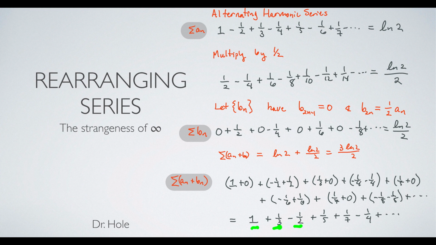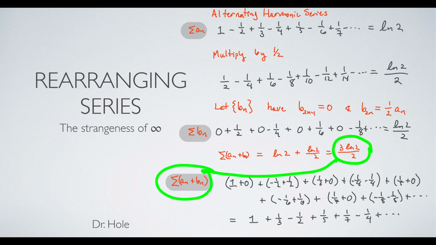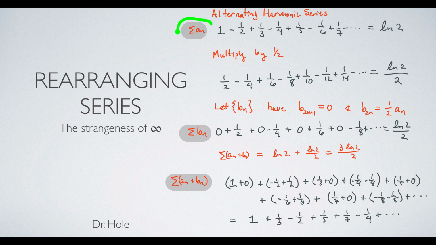1/3, negative 1/4, 1/5. We can see that we're using the terms in the alternating harmonic, but rearranged, and that sum produces the value 3/2 of ln of 2, despite that those terms in their original order produced ln of 2.